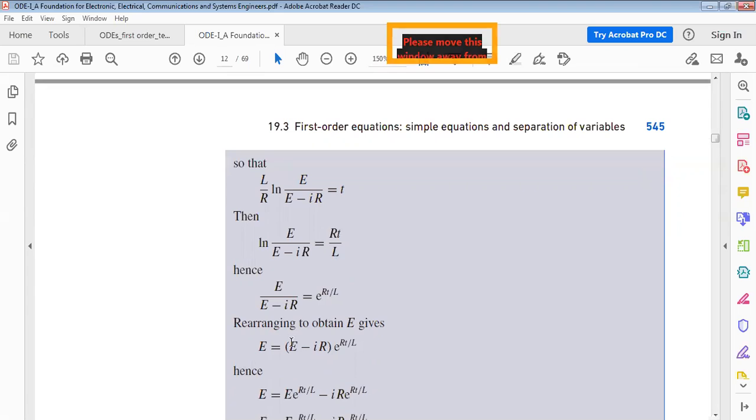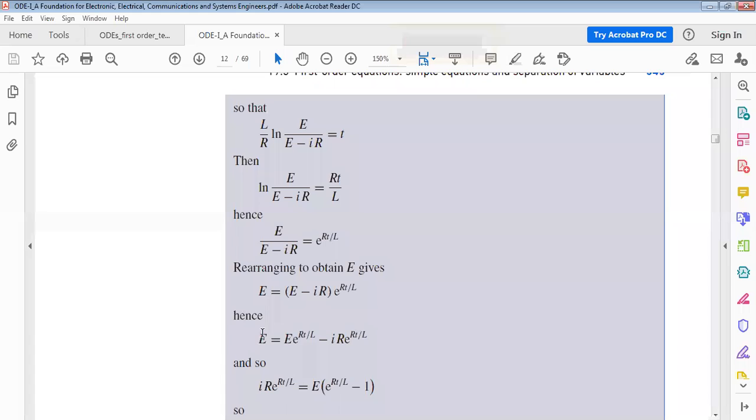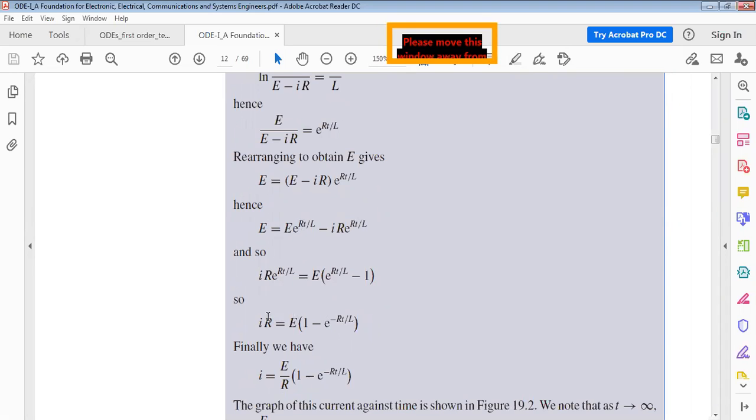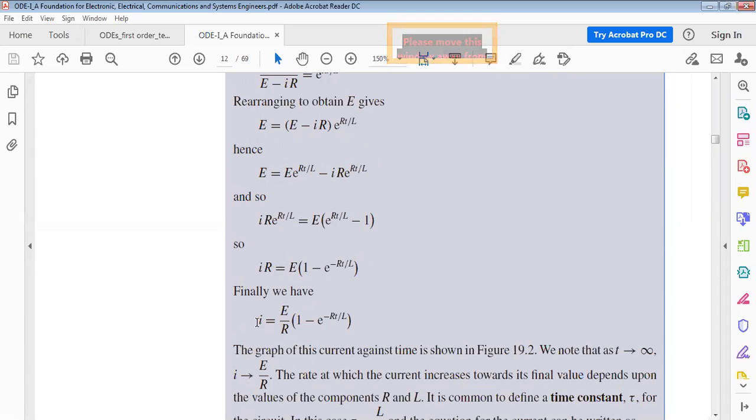e to the power Rt by L. Now rearranging to obtain E, just arranging this equation, we get this. Hence the total EMF, electromotive force, E equals this. Taking E common, we get this, and IR equals this. Dividing both sides by e to the power Rt by L, we get IR, where I equals this. This is the actual result, the solution of this given circuit problem.